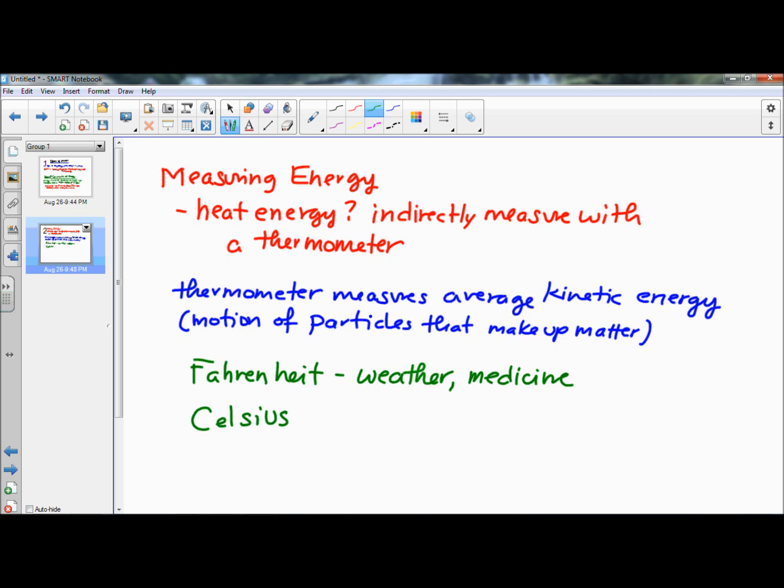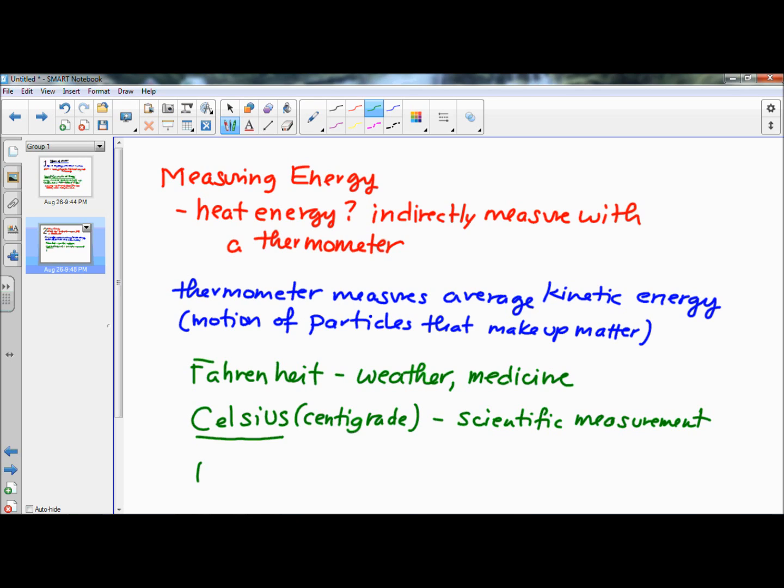In science, what we use commonly is Celsius, which you may occasionally see referred to as a centigrade scale. But we're going to call it the Celsius scale. That's the most common word for it. And that's used in scientific measurement. So when we go in the lab and we take the temperature of something, we use a Celsius thermometer. We'll talk a little bit about how hot things are on a Celsius scale versus things on a Fahrenheit scale.